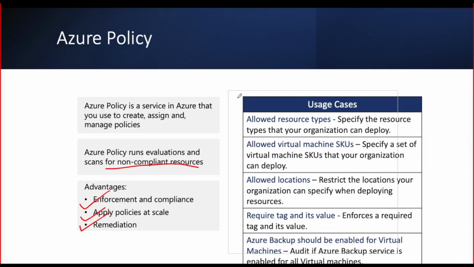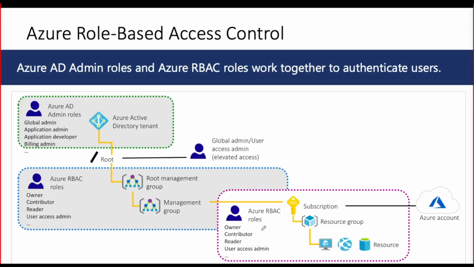So these are some of the examples or use cases that you can apply within the account, like allowed resource type. You want to say that only this type of resource type is allowed to be spun up by me or the members of my organization. Maybe allowed virtual machine. So in my account, only this type of virtual machine is allowed. Maybe a particular variant of general purpose compute is allowed to be spun up. A particular allowed location, just an example I gave, East US or West US. Maybe I want to spin up the resources with a tag that is mandatory. And Azure Backup should be enabled for all the virtual machines.